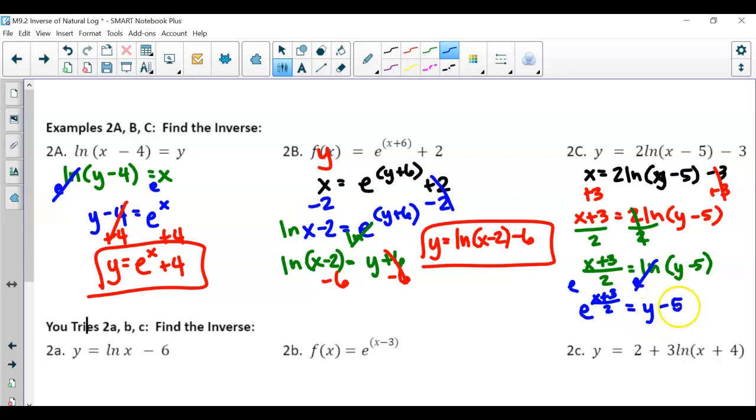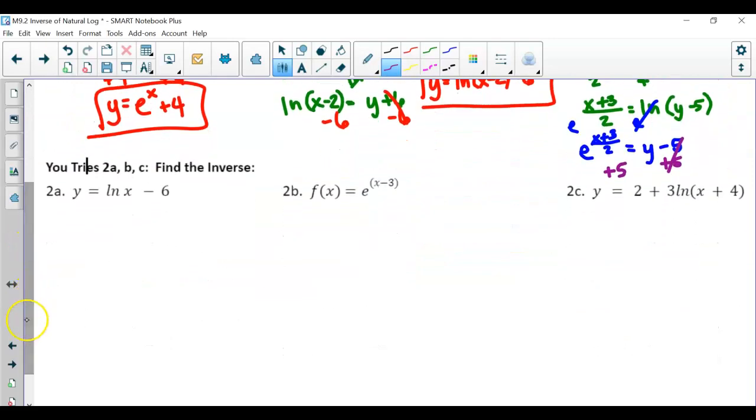y minus 5. And again, here we're solving for y, so I need to add 5 to both sides. So here the inverse function is y is equal to e to the x plus 3 over 2 plus 5. Go ahead and pause the video and now try these 3 U tries on your own.